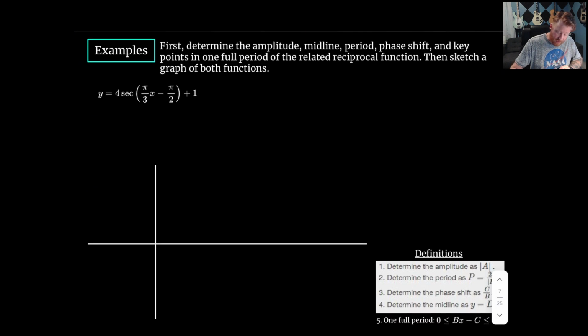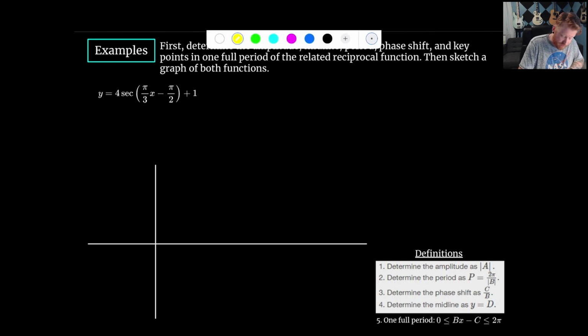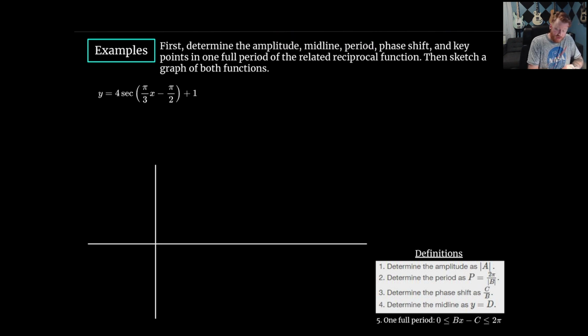All right, next we will go the other way. So here we are given a secant function, and we will graph it ourselves on this coordinate system here. Let's go through this, and we're not going to try and graph the secant function straight up, just like we did before. We are going to graph the reciprocal function first as a guide, and then we'll put the secant function on top and below that. So what I want to look at here is not the secant, but at 4 cosine pi over 3x minus pi over 2 plus 1.